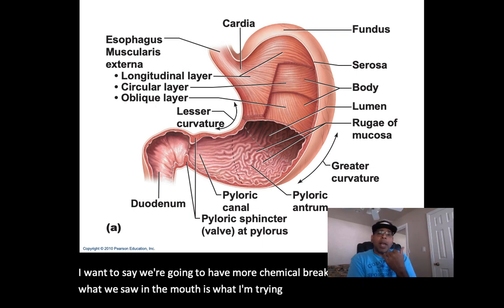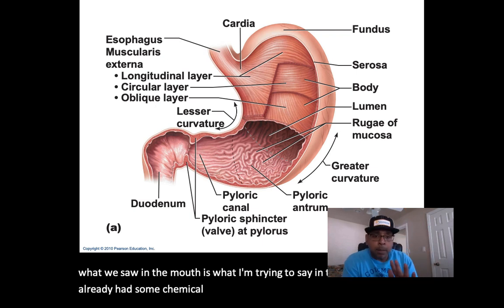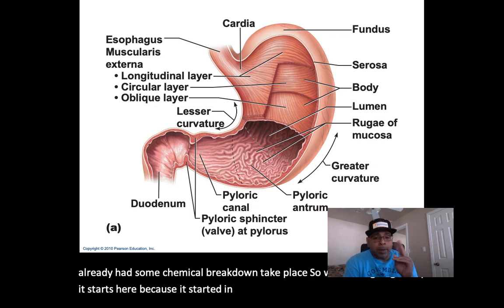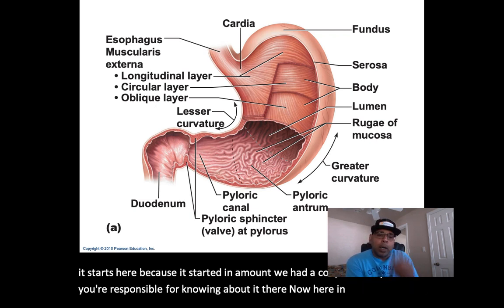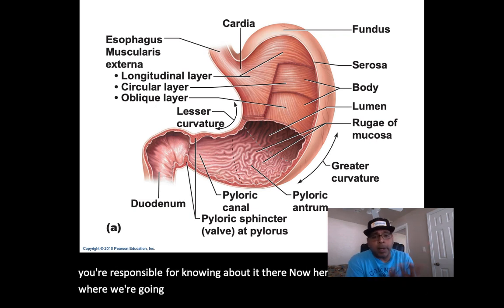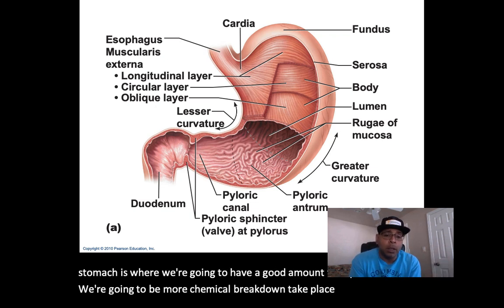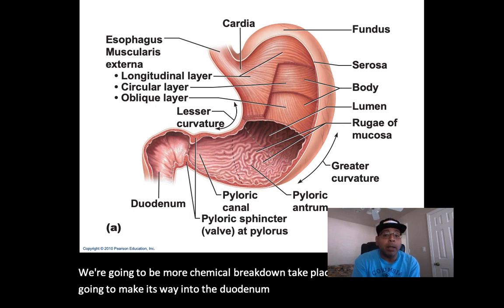In the mouth, we already had some chemical breakdown take place. So we're not going to say it starts here, because it started in the mouth. We had a couple of enzymes that you're responsible for knowing about up there. Now, here in the stomach is where we're going to have a good amount take place, but then we're going to have way more chemical breakdown take place when this food makes its way into the duodenum and comes into contact with pancreatic enzymes.